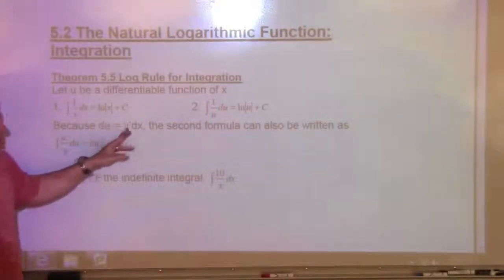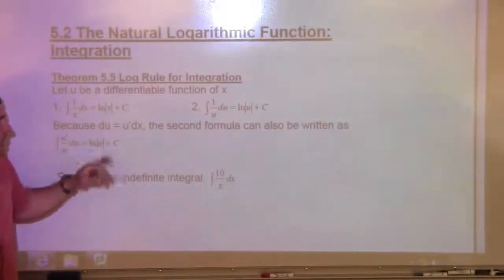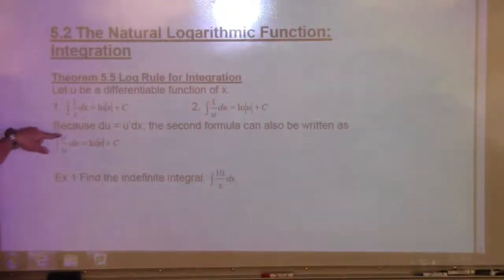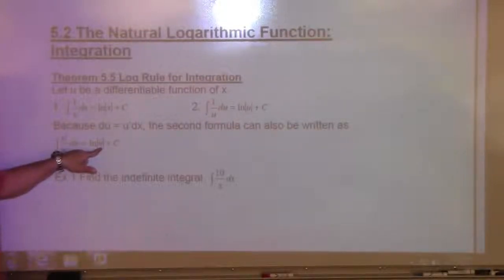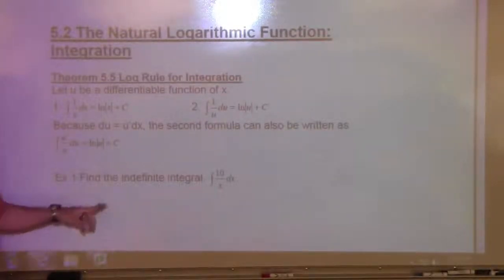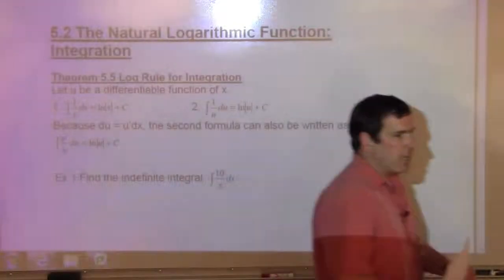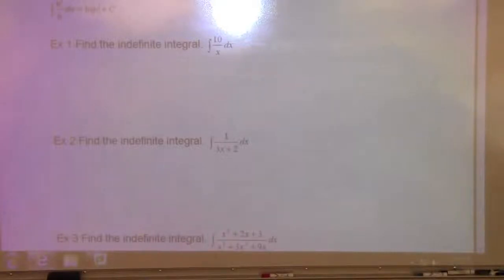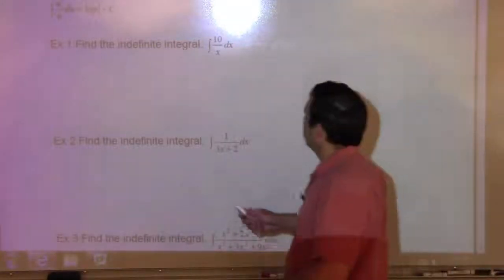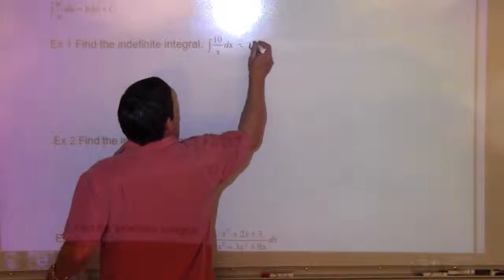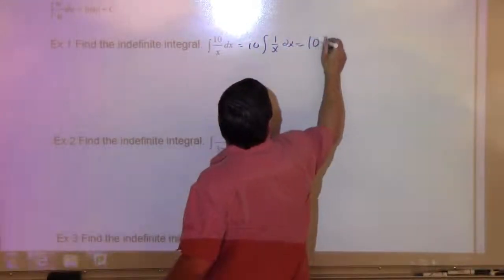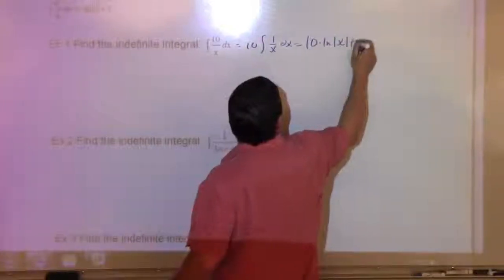Because du equals u prime dx, the second formula can also be written as the integral of u prime over u du is the natural log of the absolute value of u plus c. So for example 1, find the indefinite integral of 10 over x dx. Well, that's going to be 10 times the integral of 1 over x dx, which is 10 times the natural log of the absolute value of x plus c.